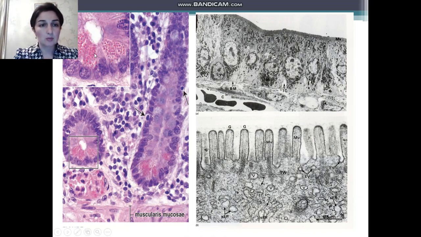Here you can see they have acidophilic granules. They produce lysozyme, antibacterial substances, and they are responsible for maintenance of microbiota, intestinal microbiota. They will kill pathogenic bacteria.